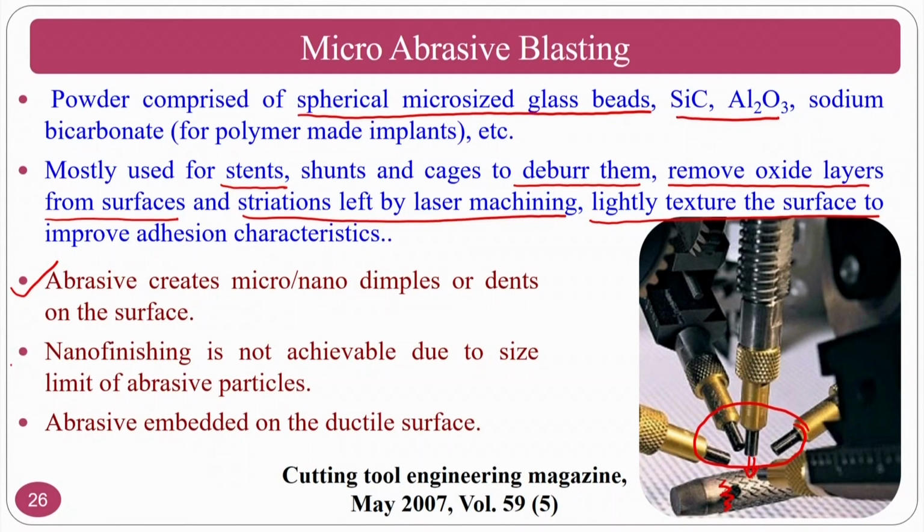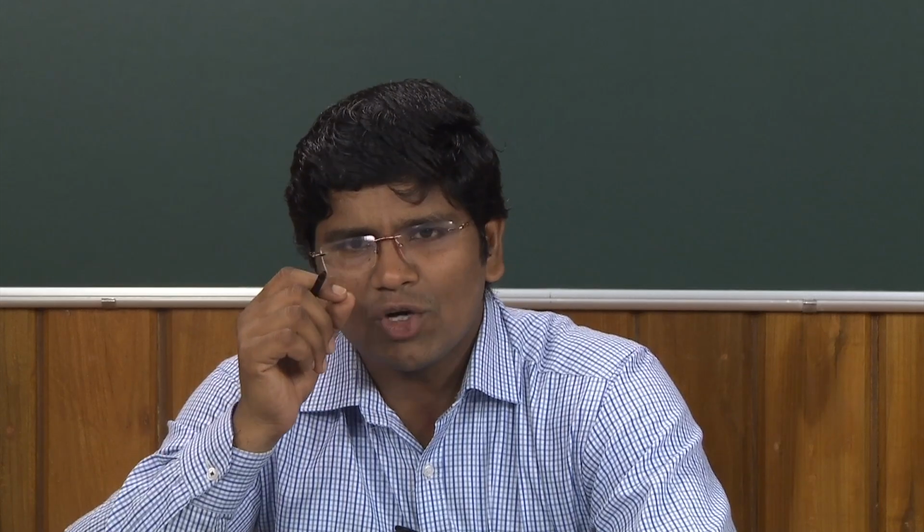For that purpose, you may need to do some texturing. Some people do that texturing by microblasting. Nano finishing is not achieved due to the size limitation of abrasive particles. That means if the abrasive particles are very big, like 15 microns or 20 microns, then their sharp edges are approximately 1 micron or slightly higher. In those circumstances, you may not achieve the surface finish on a nanoscale.